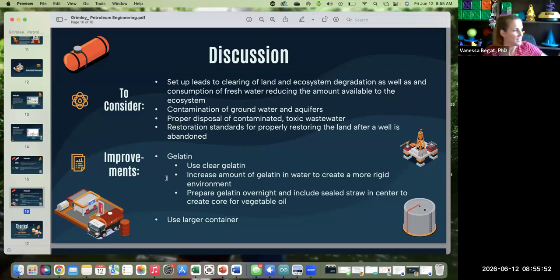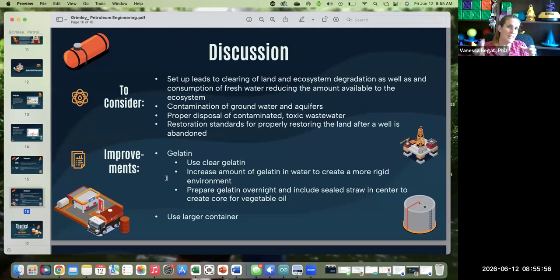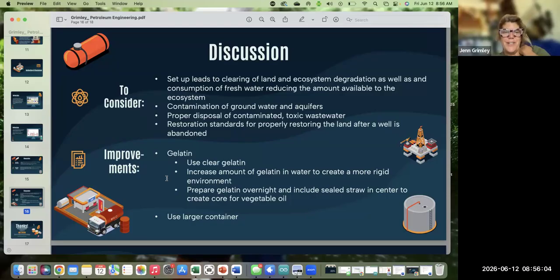We used to do, the first year we did it when this training was in person, we used a loaf pan and we dumped it out and it was such a mess. So yeah, it should stay in the container. Okay. And to increase the amount of gelatin to make the environment firmer and more rigid, which would be easier to work with. As I was doing it, the gelatin was melting, so it was starting to liquefy.